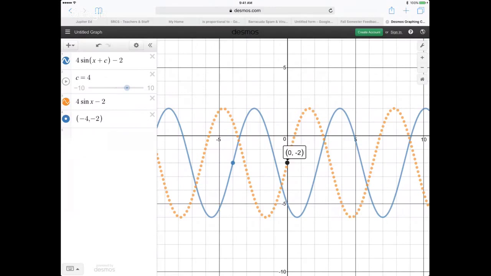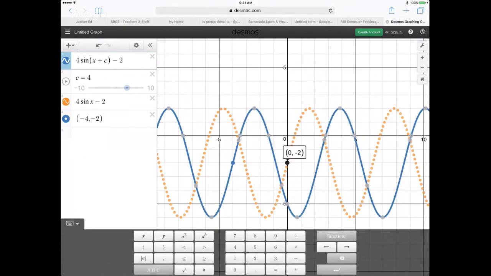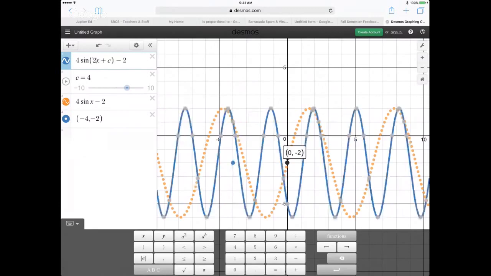Cool, right? I made the amplitude bigger. I moved it down 2. Just like you said, it moved left 4. But now watch what happens when I change that to being, now I'm going to make it 2x plus 4, right? I'm going to make this b value, and that shrinks it back in. And it takes my leftward movement and it cuts it in half in this case. So it's b divided, or c divided by b, just like Ryan said. So now that point that was at -4, -2 is now only at -2, -2.